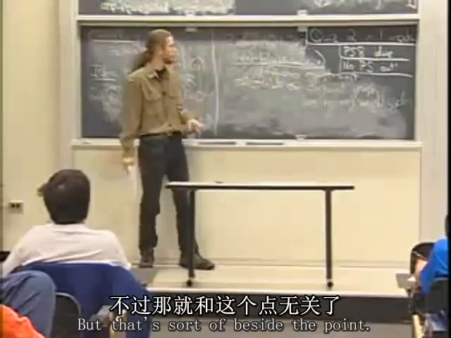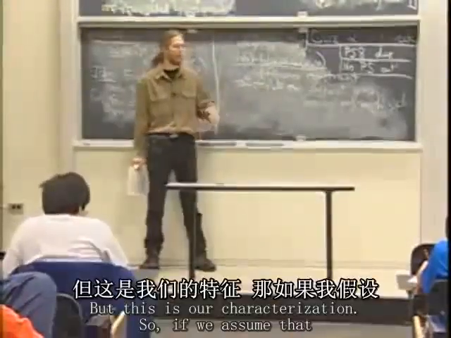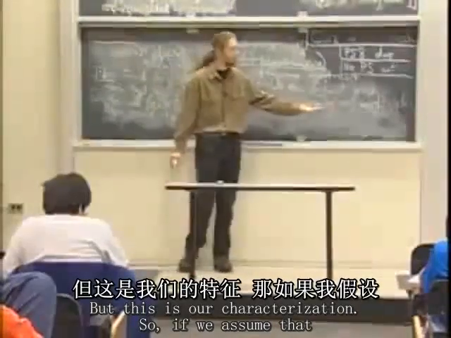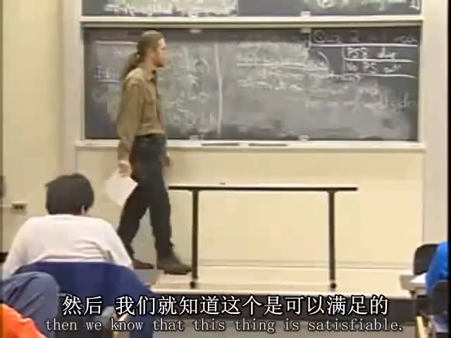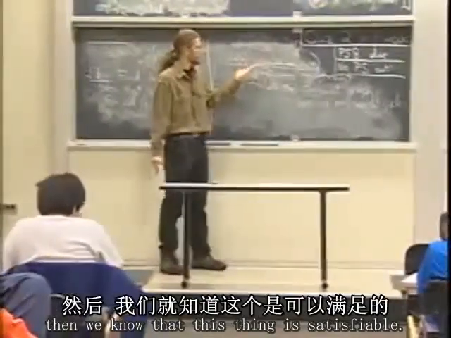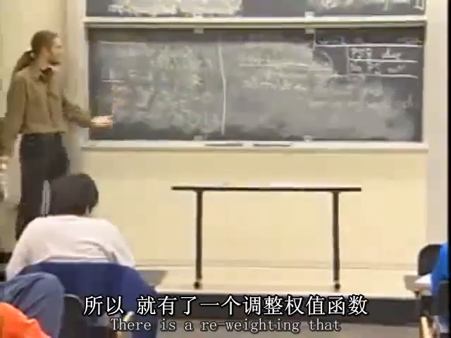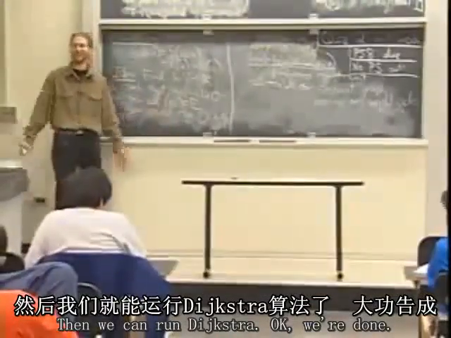But that's sort of beside the point. That was in order to actually satisfy them. But this is our characterization. So, well, if we assume that there are no negative weight cycles in our graph, which we've been doing all the time, then we know that this thing is satisfiable. Therefore, there is an assignment of these h's. There's a reweighting that makes all the weights non-negative. Then we can run Dijkstra. We're done. Isn't that cool?